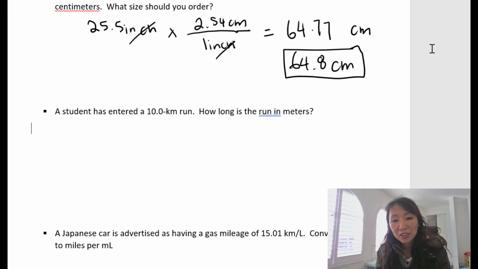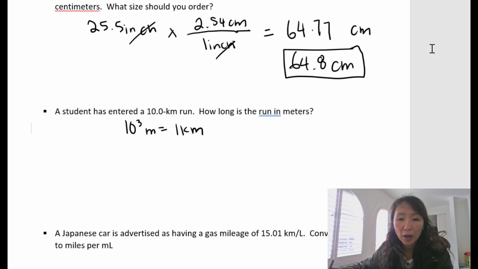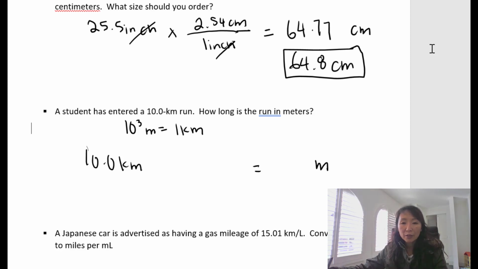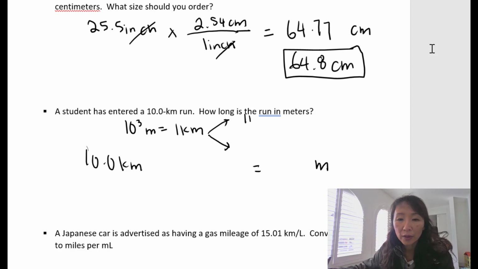So look in that reference sheet and see if you can find the relationship between a kilometer and a meter. And you should find that 10 to the third meters is equal to 1 kilometer. We know that the problem itself is 10.0 kilometers, and then we want to do some calculation so that in the end we're just left with meters. So to cancel out the kilometers, we have two fraction forms that we can think of. Either 1 kilometer goes on top or the meter goes on top.